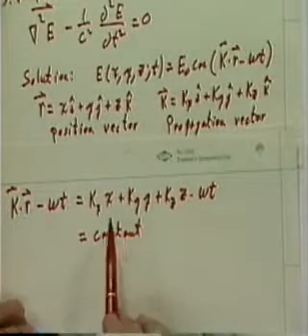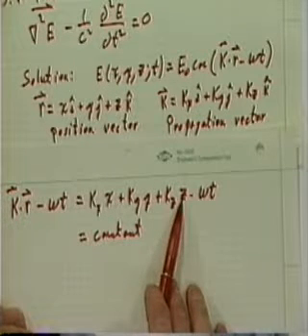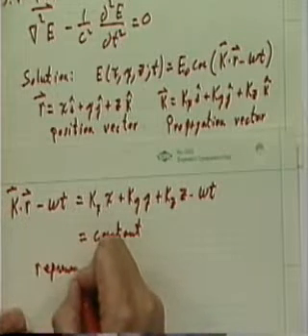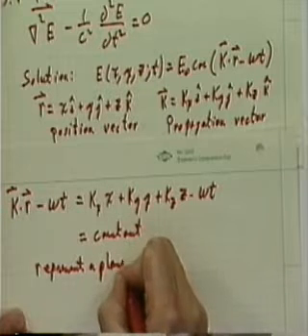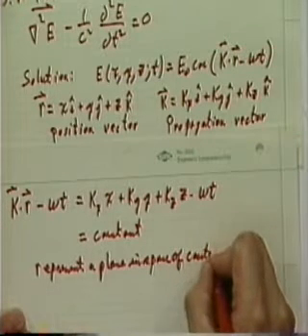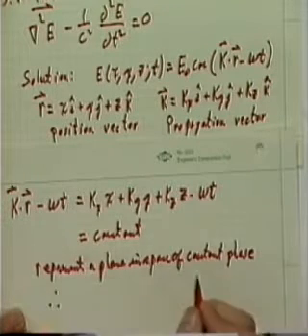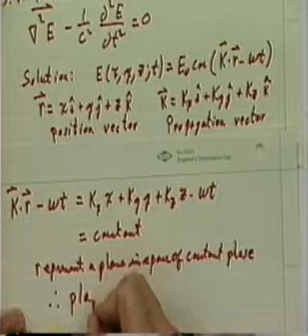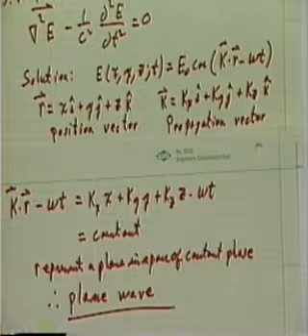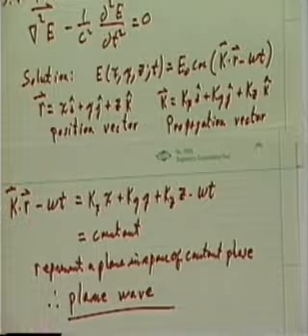And if we look at this, what does this represent? Well, this represents a plane in space of constant phase. And therefore, what do we call this? We call it a plane wave. Okay? So that's our definition of a plane wave. We'll deal a lot with plane waves during this course.